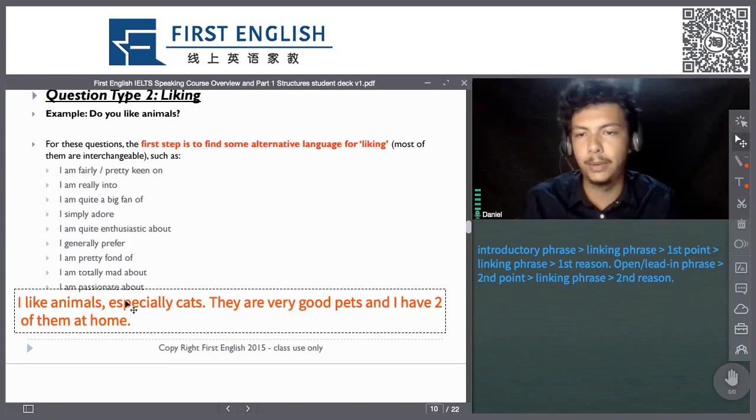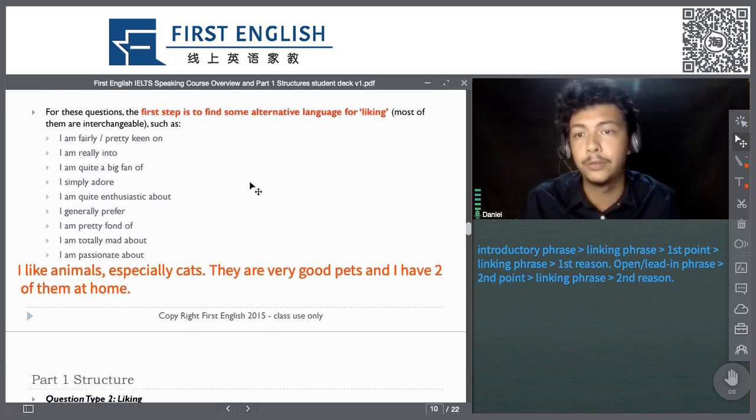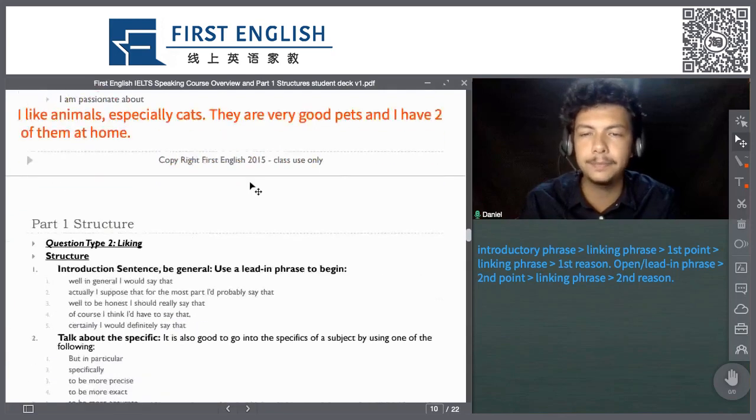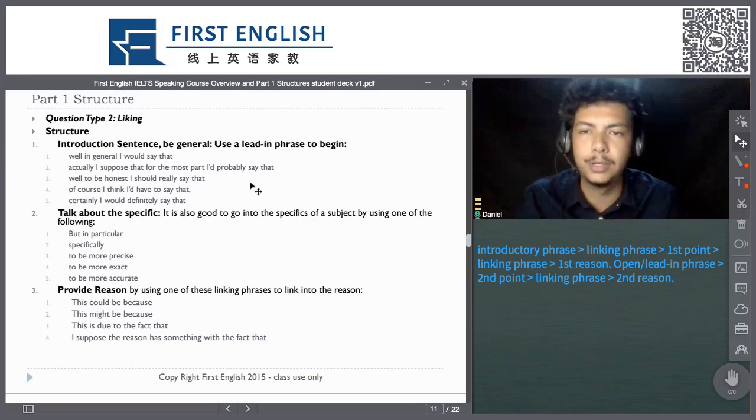Like in this example here, we have quite a few examples of some alternative or interchangeable phrases for liking, such as, I am fairly keen on, or I am pretty keen on, I'm really into, I'm quite a big fan of, I simply adore, so on and so forth. So you want to take the opportunity to use alternative language or alternative phrasing such as that. So now jumping into the structure, it's a bit shorter than the basic description type questions.